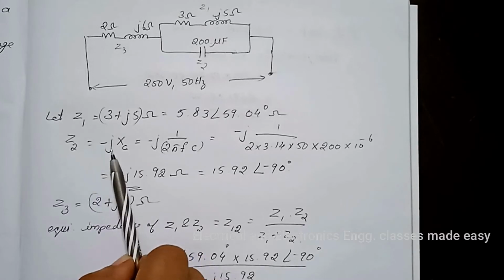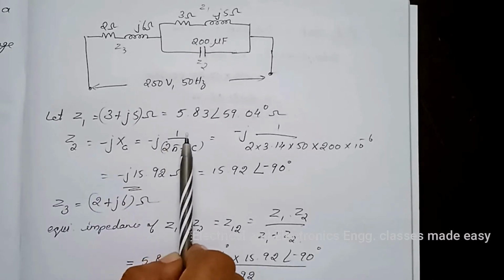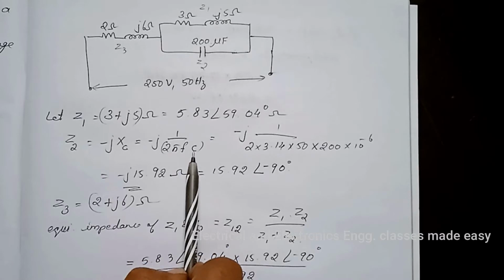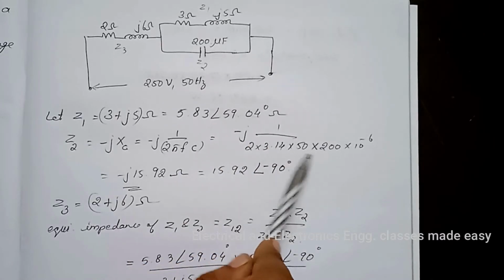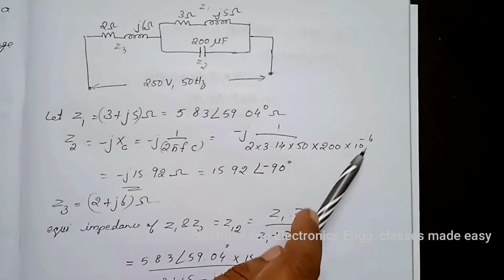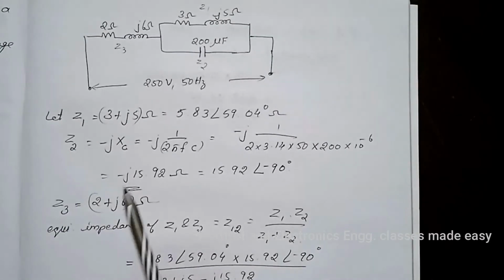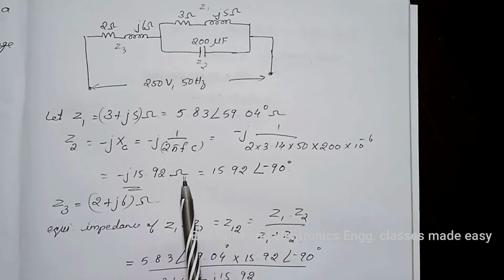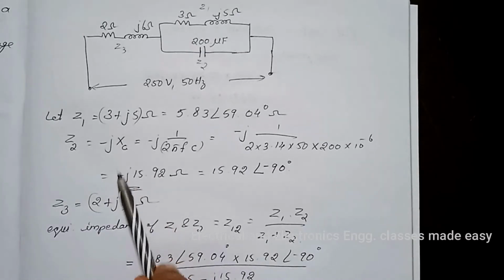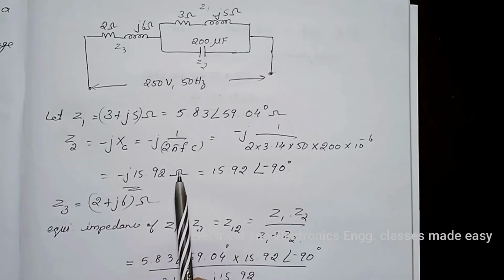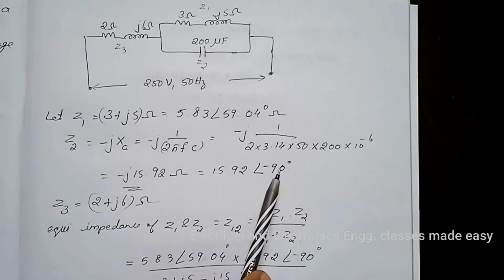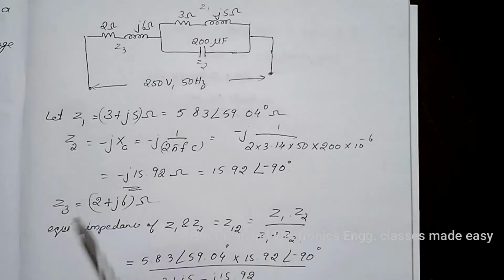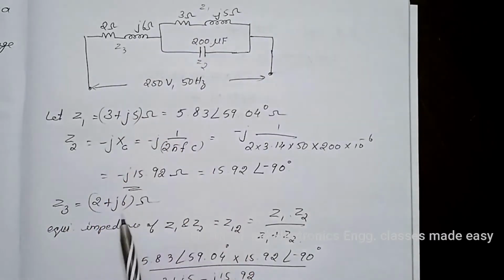Z2 is minus jXC, that is minus jXC is 1 by 2 pi FC, that is minus j 1 by 2 into 3.14 into 50 into 200 into 10 raised to minus 6, and we get minus j15.92 ohm. And here we have only the imaginary part, so the polar form is 15.92 angle minus 90 degree, and Z3 is given as 2 plus j6 ohm.